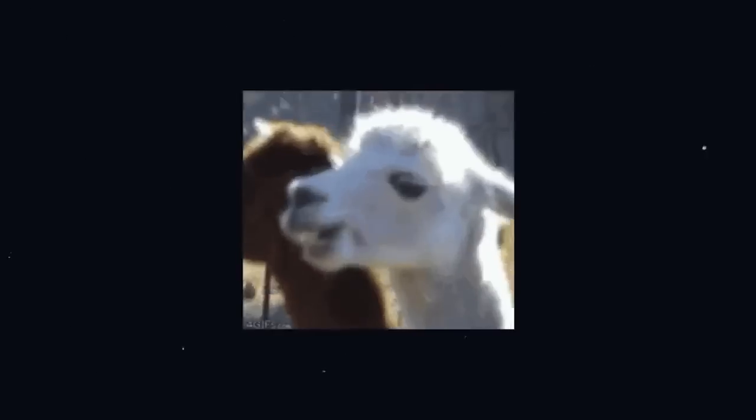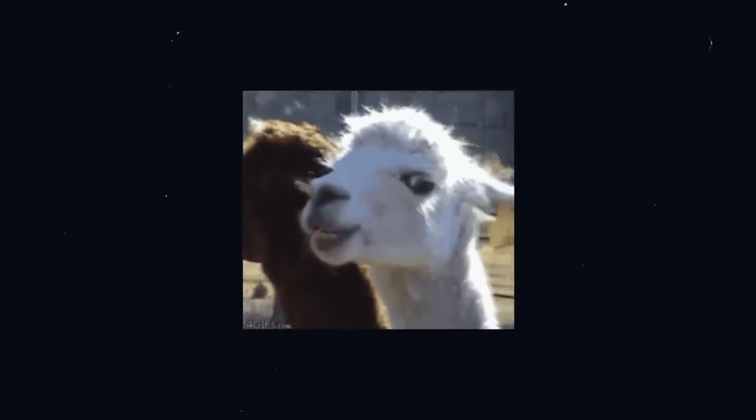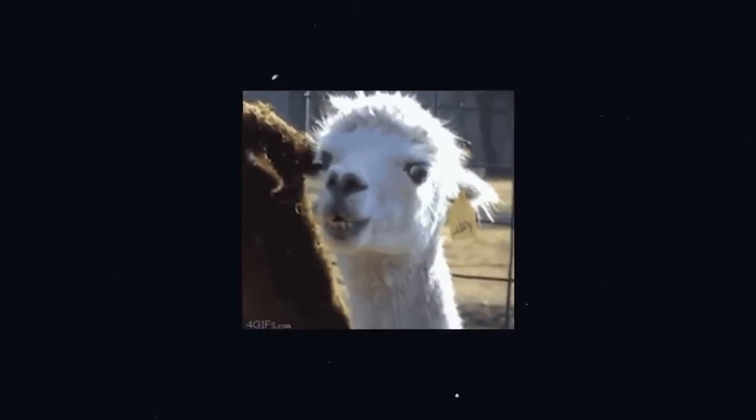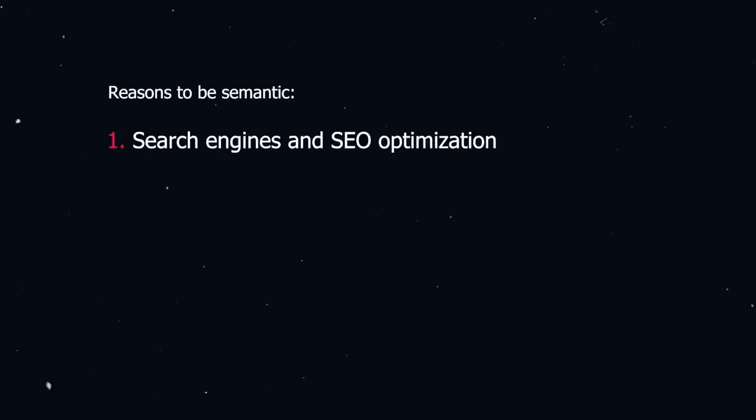But why? Why use the correct element or tag for the job if most elements can be used interchangeably? Do we follow the rules like sheep, or is there actual good reason to be semantic? Writing semantic code is important for many reasons in all programming and computer languages. Here's a few reasons to be semantic in HTML. Search engine and SEO optimization.